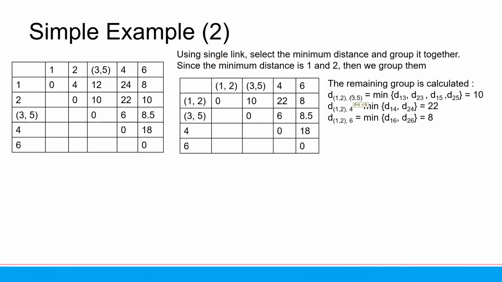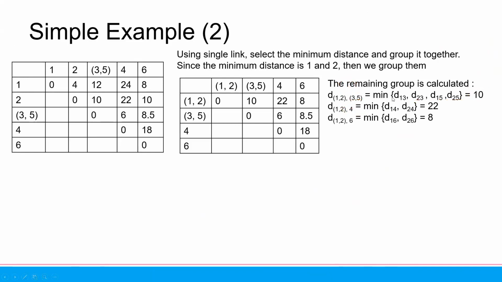Now we are going to check the distance between 1 and 2, 3, 5. What is it? We need to check 1 and 3, 1 and 5, and then we need to check 2 and 3, 2 and 5. So the minimum of D13, D23, D15, D25 will be allocated as the new distance.